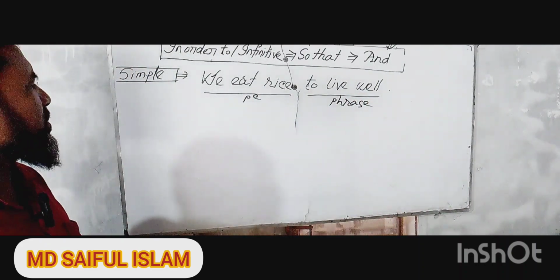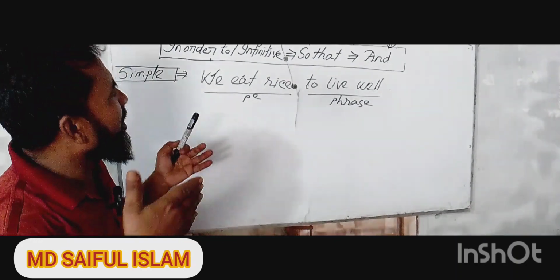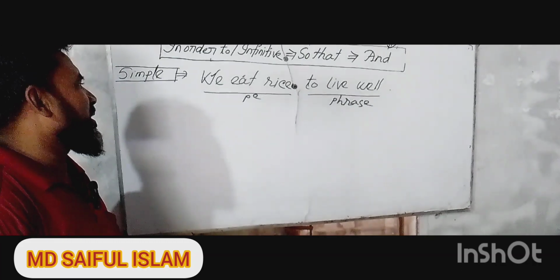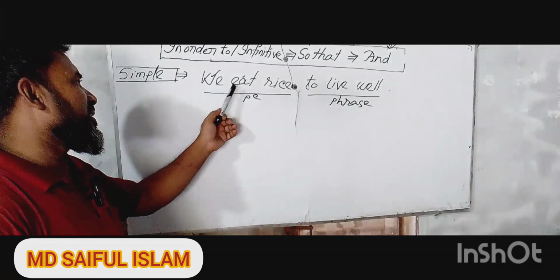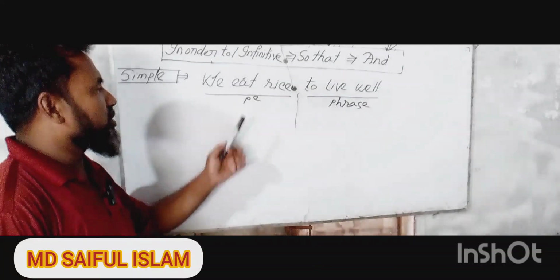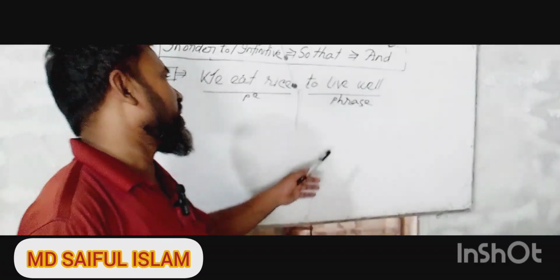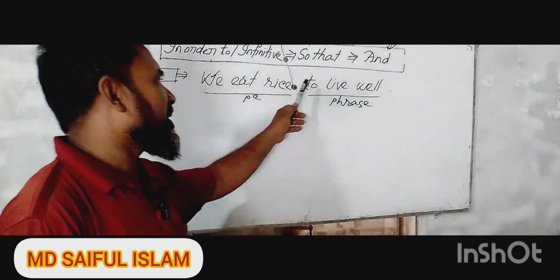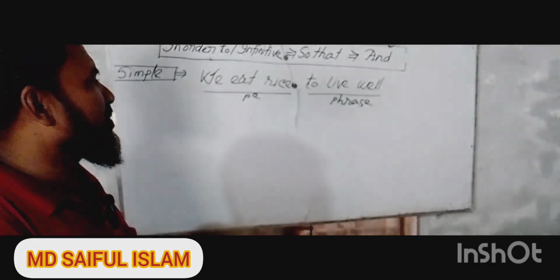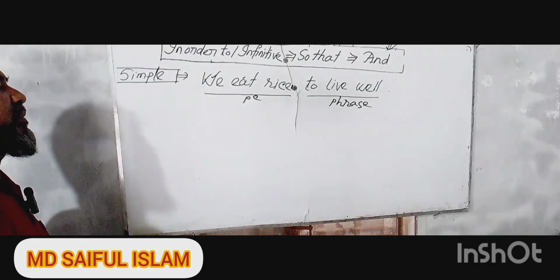This is a principal clause because at the time of making you understand the definition of a clause, you were told that, my dear viewers, a principal clause is a clause where there is a subject and a finite verb. And for the definition of a phrase, you were told that a phrase is a group of words where there is no subject or finite verb. So for that reason, "to live well" is a kind of phrase.